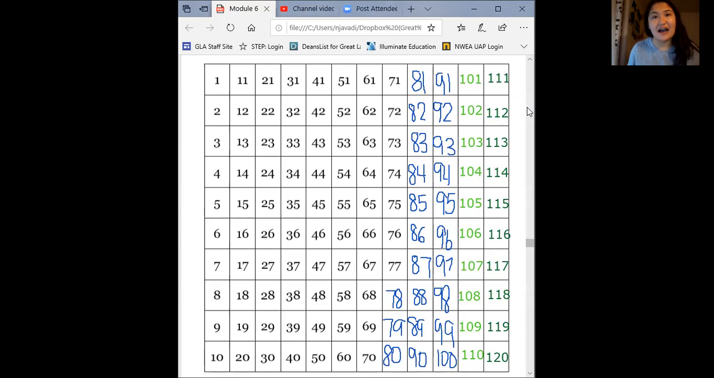I want you to take some time to notice and wonder about your number grid. What do you notice about each row in the number grid? What do you wonder about your number grid? I notice that in each row, the last digit is always the same. So in this row right here, the last digit is 5, and it goes all the way from 5, 15, 25, 35, 45, 55, 65, 75, 85, 95, 105, 115. The last number is always 5.